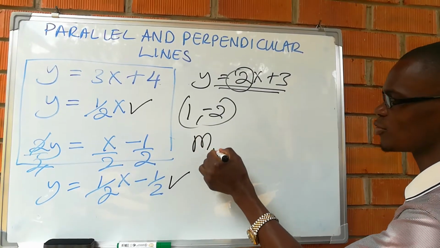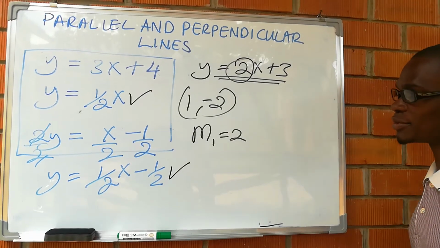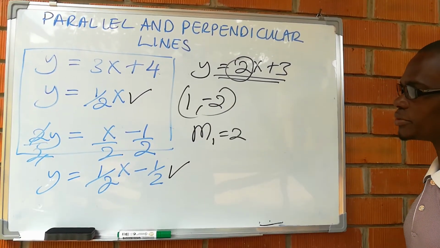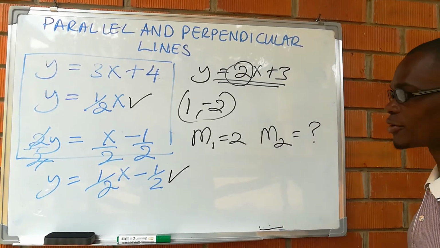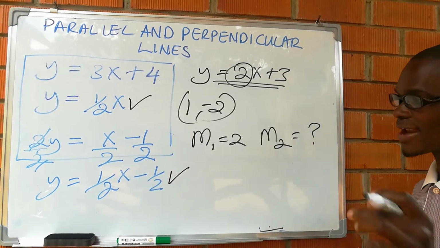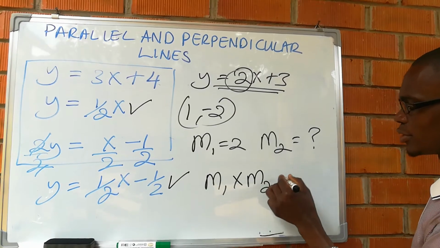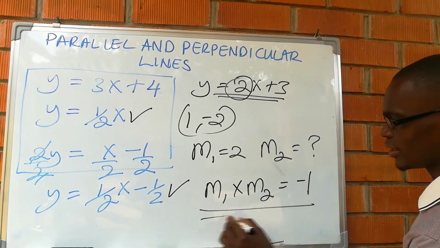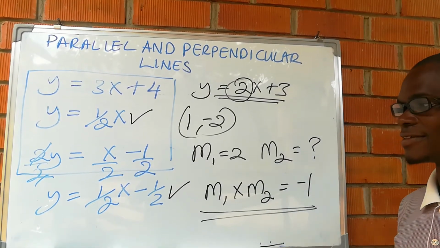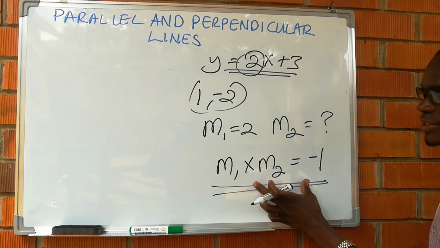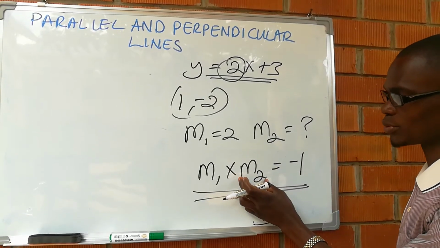So we shall say m1 = 2. But what is m2, assuming this is line 2? m2 is unknown. We have a condition that gives us m2. That condition is m1 times m2 = -1 if and only if they are perpendicular lines. So we shall use this condition to find the gradient m2.